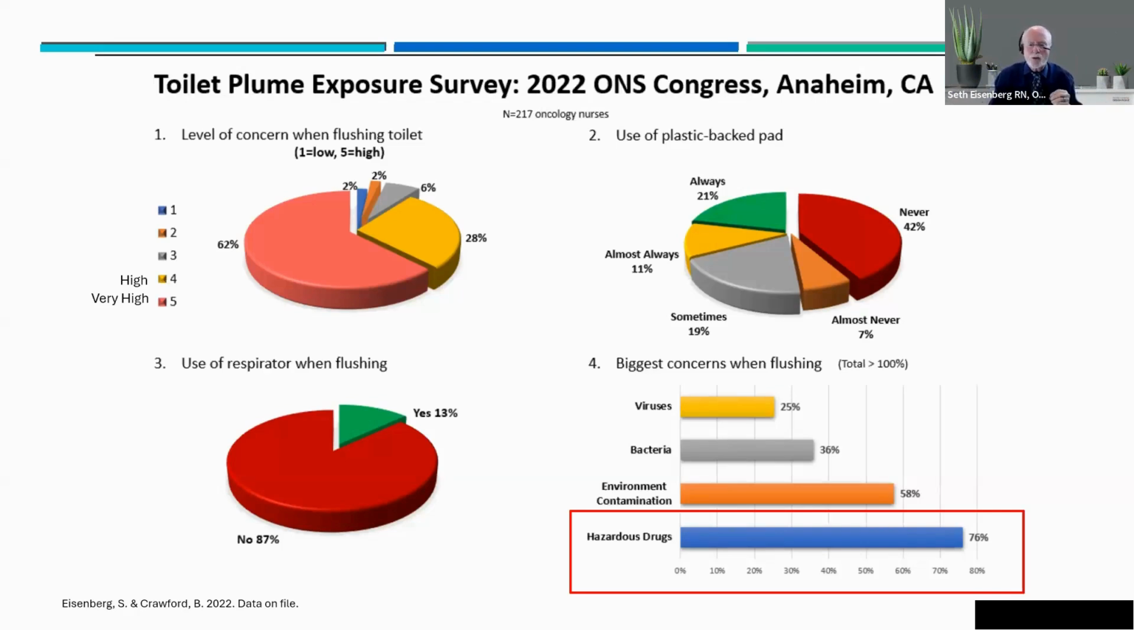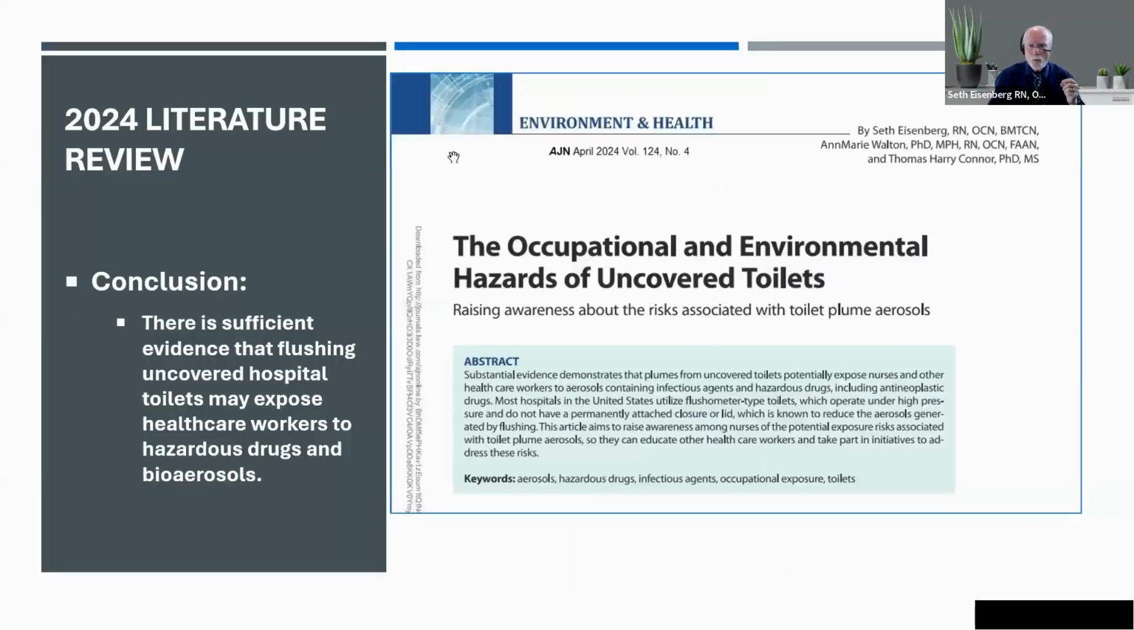And last, we asked what was their biggest concern. Not surprisingly, with an oncology population, 76% said hazardous drugs, but a lot of them were still very concerned about bacteria and viruses.